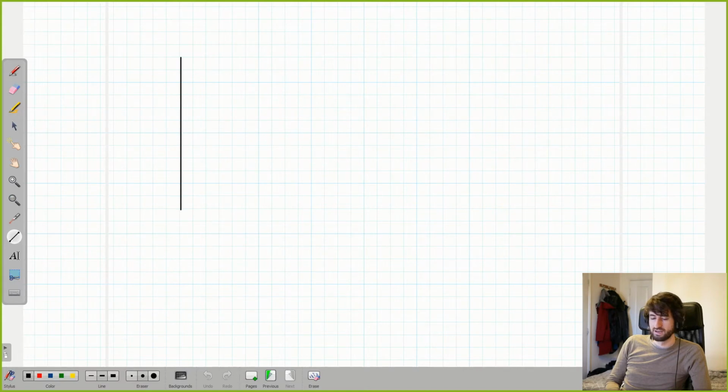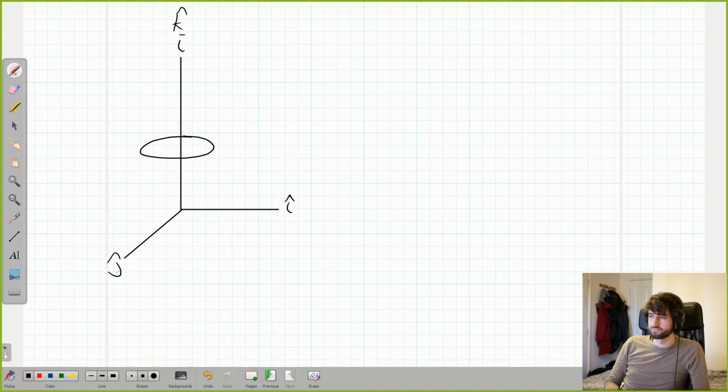This time we're making a spinning top, and we're saying that this is X, so this is I, and this is Y, so this is J. It's like paper on a table: this is X and Y, and this one's Z, and we're saying K is up. The angular momentum is along this axis. So we have a spinning top.